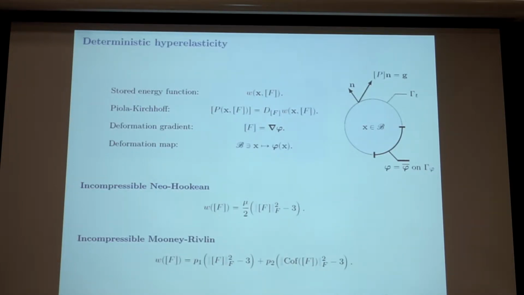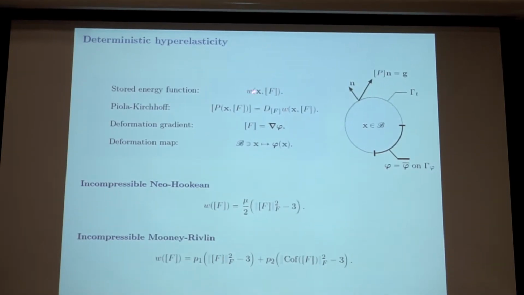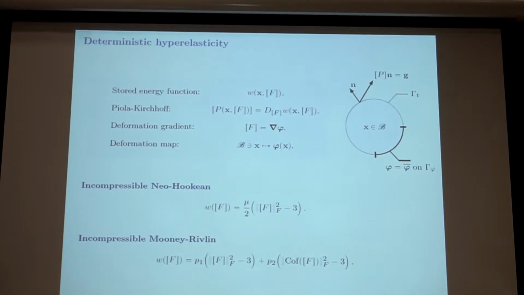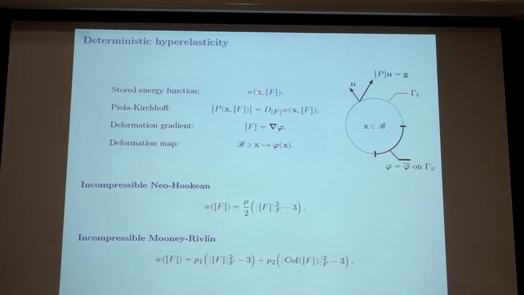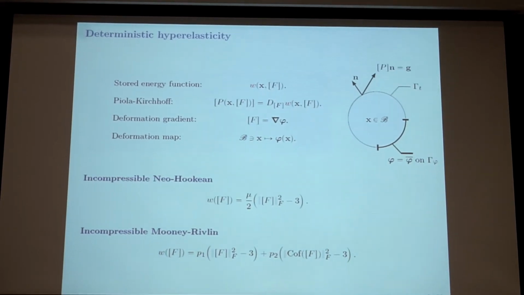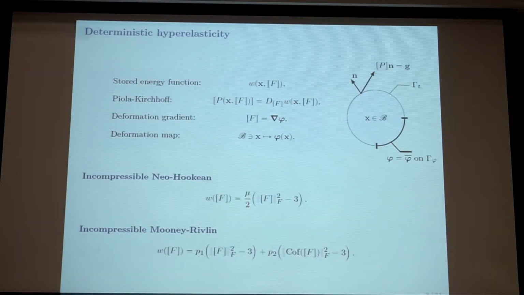Since we are dealing with hyperelastic materials, we can introduce a stored energy function, W, that depends on the position x in the reference configuration, and on the usual deformation gradient F. So common examples of stored energy functions are given, for instance, by the neo-Hookean model that depends on the shear modulus, or by the Mooney-Rivlin model that depends on 2 parameters P1 and P2. And so basically it's for this stored energy function that we would like to construct a stochastic representation.